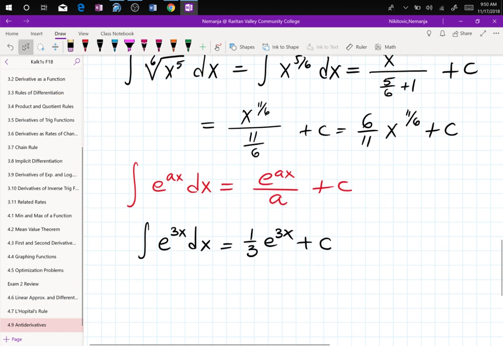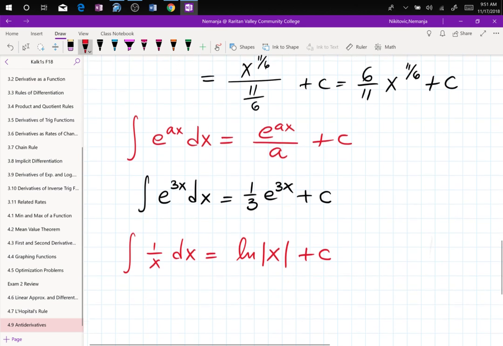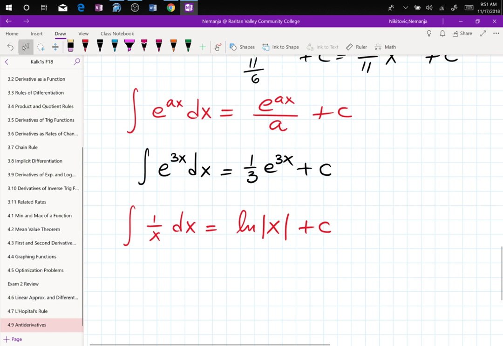We already talked about this one. Integral of 1 over x dx, which is ln absolute x plus c. We have to toss in the absolute value now. It's not there for decoration. And the reason for it is the domain. Absolute value added because of domain.